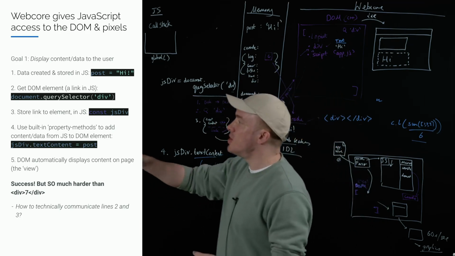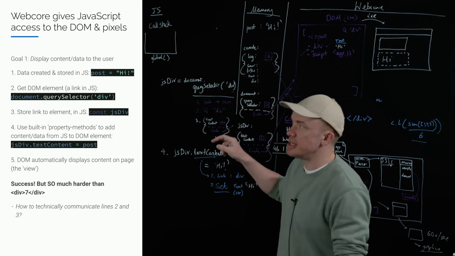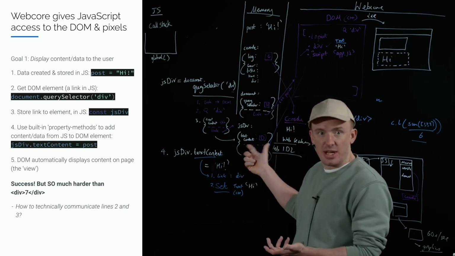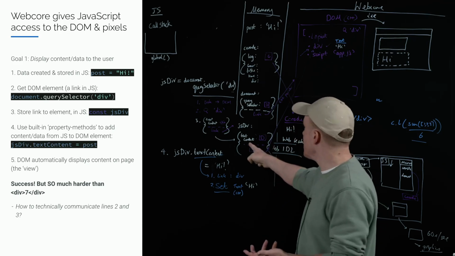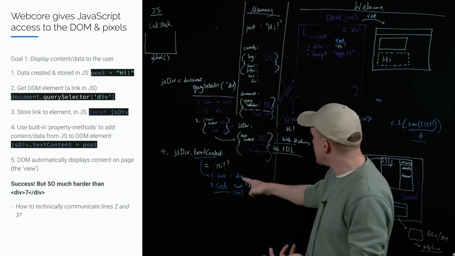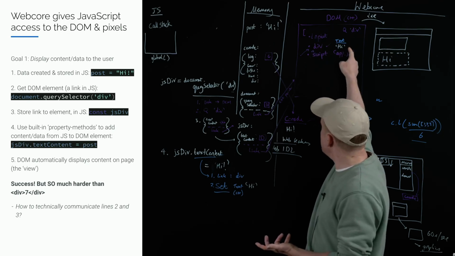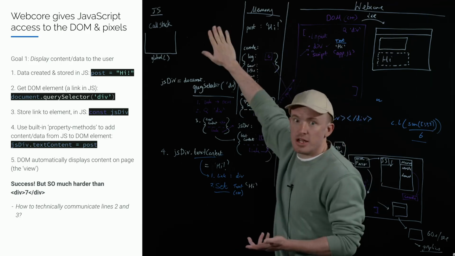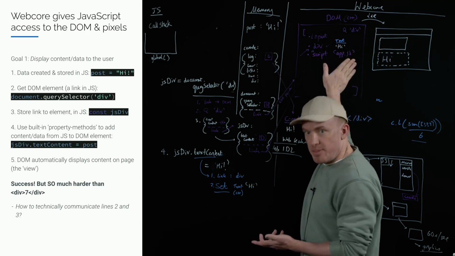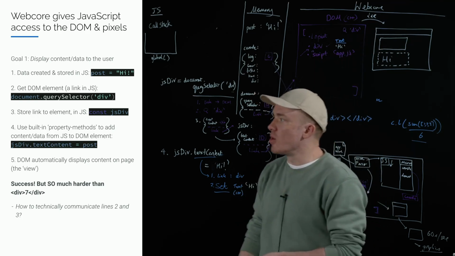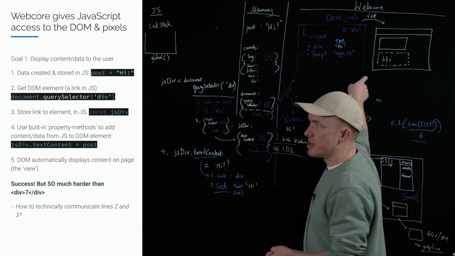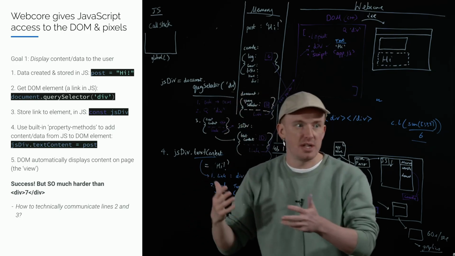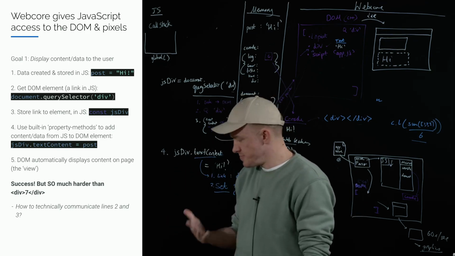Okay, use built-in property methods to add the content. I say methods because they do more than just set a local value in a key-value pair in an object. Instead, they send a message out through the link to the div element that they cross the streams. I like to do a double line down here, really, because it's between the JavaScript runtime and the C++ runtime. Exactly. And then the DOM automatically displays the content on the page itself, known as the view, which is what the user sees. Success, but so much harder than div, which is what we did before.